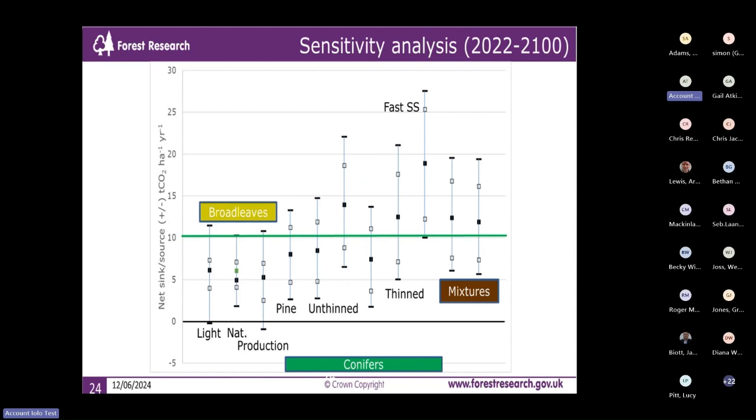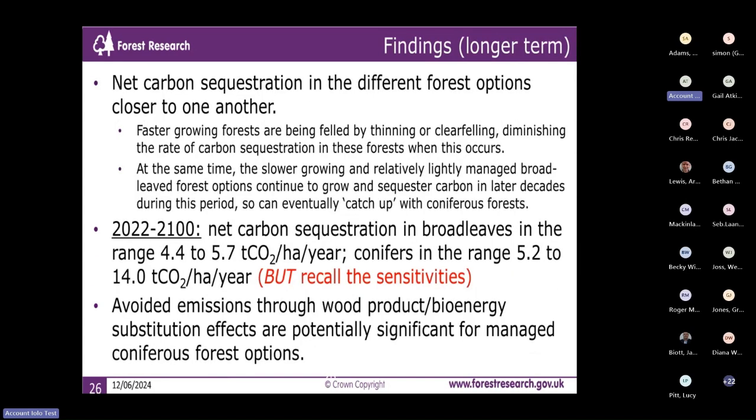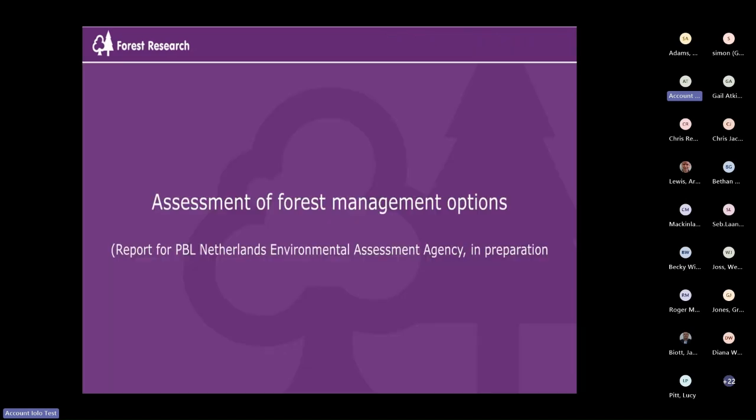I've seen these results used by the industry to insist that this means fast growing conifers are the only way to go. I've seen the lobbyists for naturally regenerated broadleaves use the same evidence to argue for their position. Please stop twisting the evidence. So there are the findings. I've already told you what the findings are, so I'm not going to dwell on that. You can read those slides later.